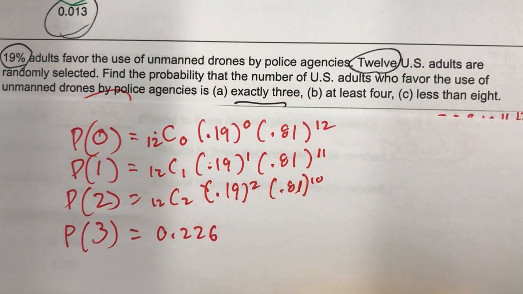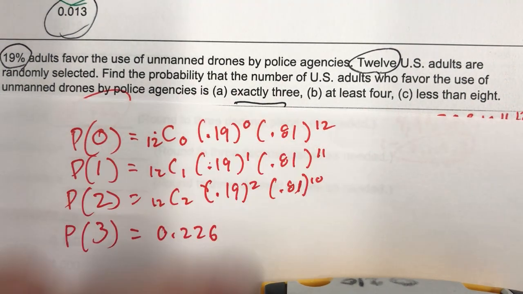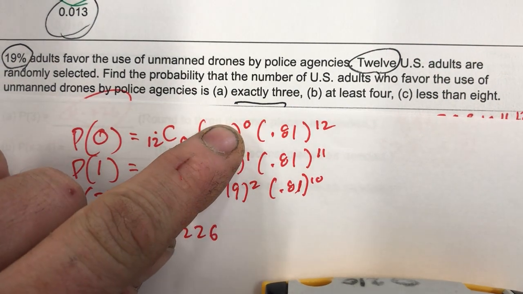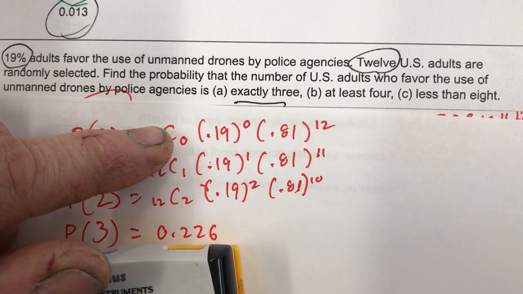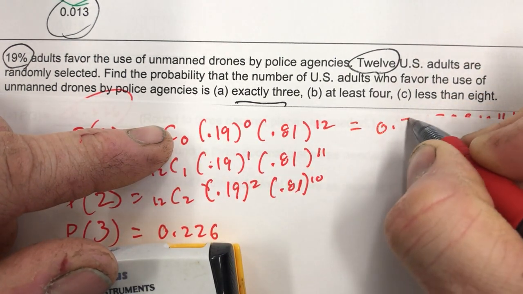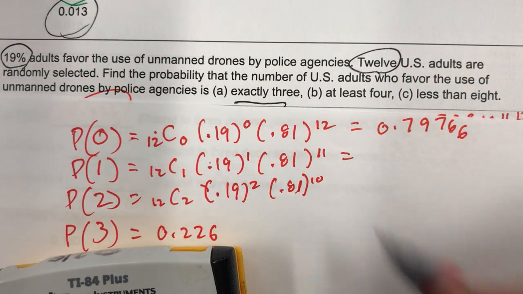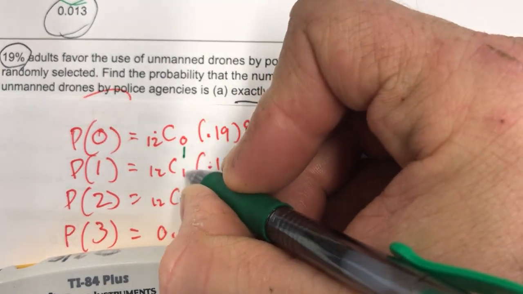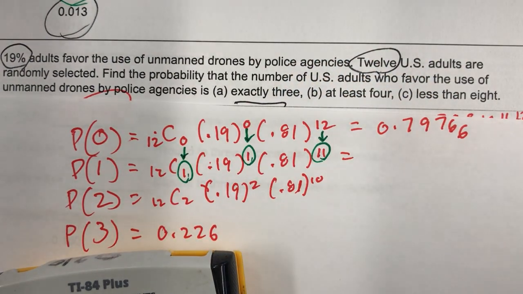And so I'm just going to type those in. I still have this on my calculator from the previous problem, so I'm going to make this a 12. I'm making that a 0. I'm making this a 0. And that probability is 0.79766. All right, now I'm going to go in there, and again, I'm going to change this 12 to 11. I'm going to change this 0 to a 1. I'm going to change this 0 to a 1. All right, so that's basically what I'm doing here.